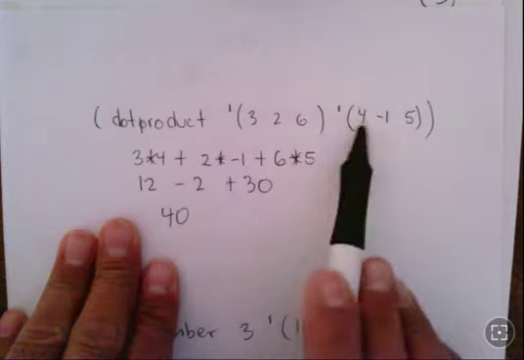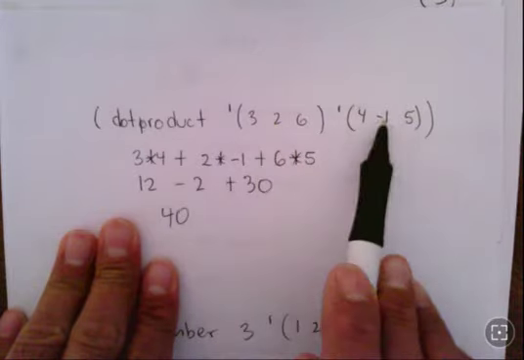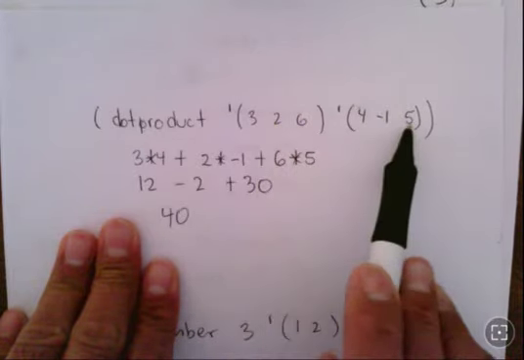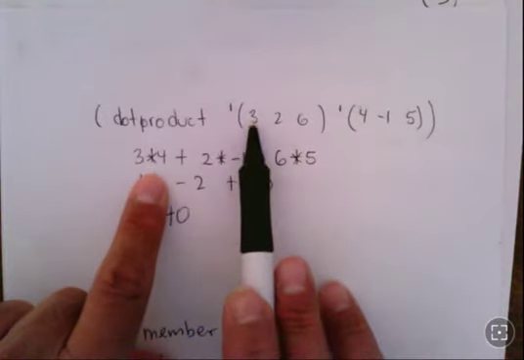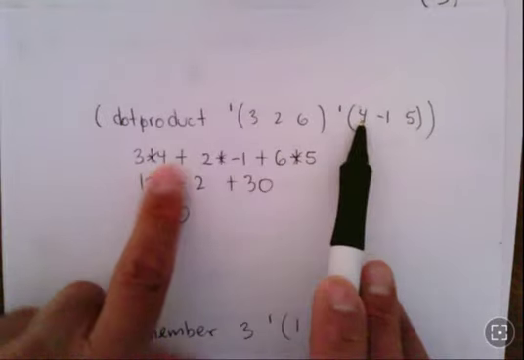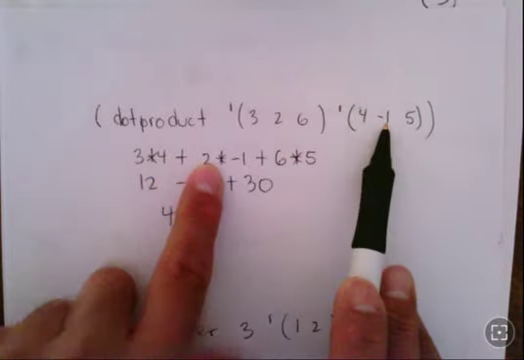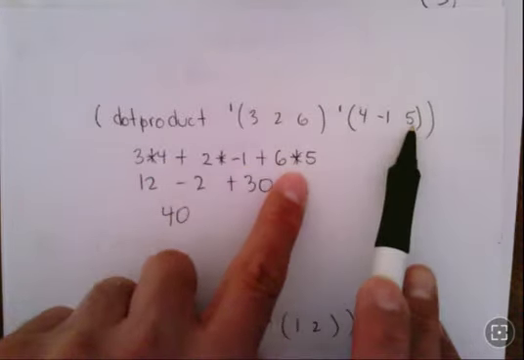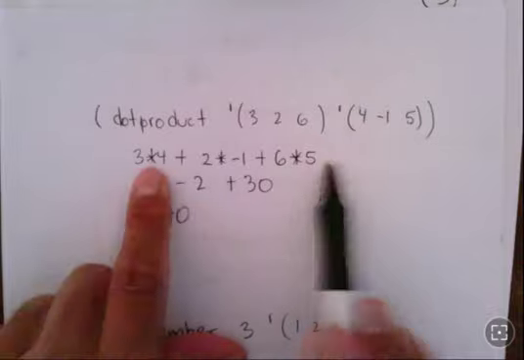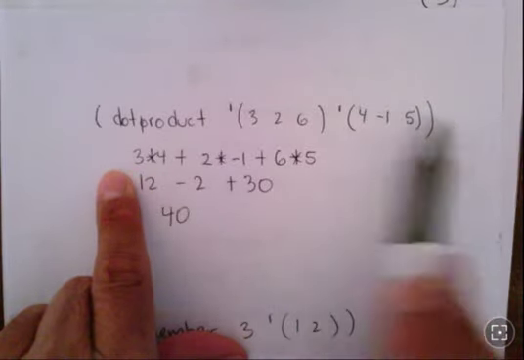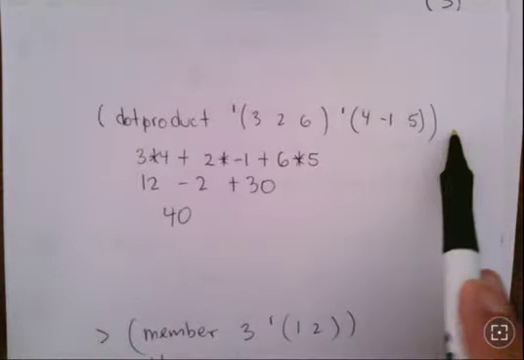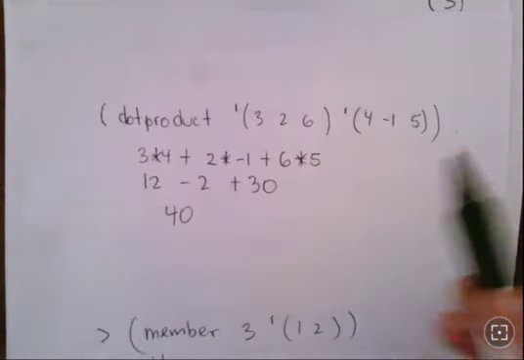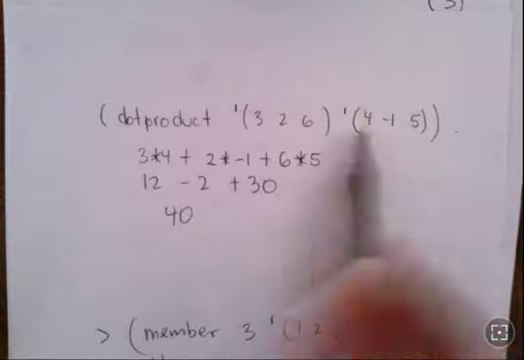Like 3 you multiply with 4, 2 with the -1, and 6 with positive 5, and then you do the addition. So this is the way that you solve it. 3 times 4 plus 2 times -1 plus 6 times 5. If we got more elements, then we extend that, right? If we had a 4th element, it should multiply with the 4th element, a 5th element with the 5th element, and 6th element with the 6th element, and so on. So in this case, the answer of this is 40.